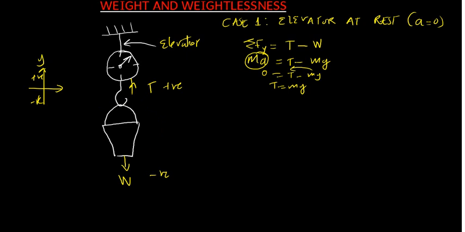Now consider case 2. What if the elevator is moving at constant velocity? It's either moving up or moving down, but it is at a constant velocity. Okay, let's say it is moving up at constant velocity.